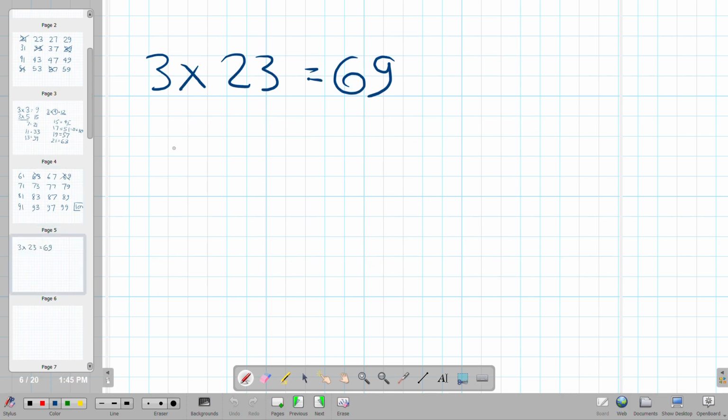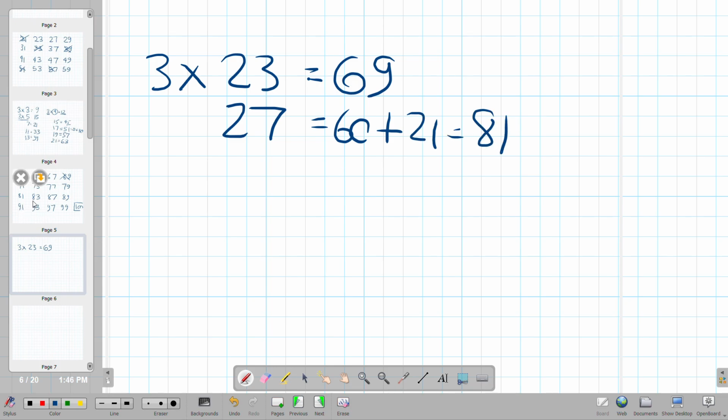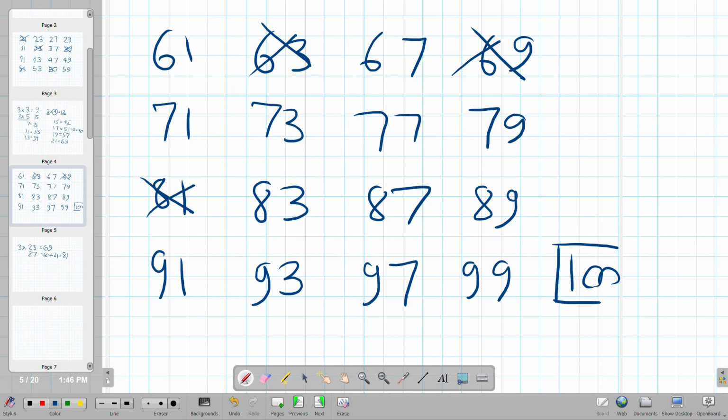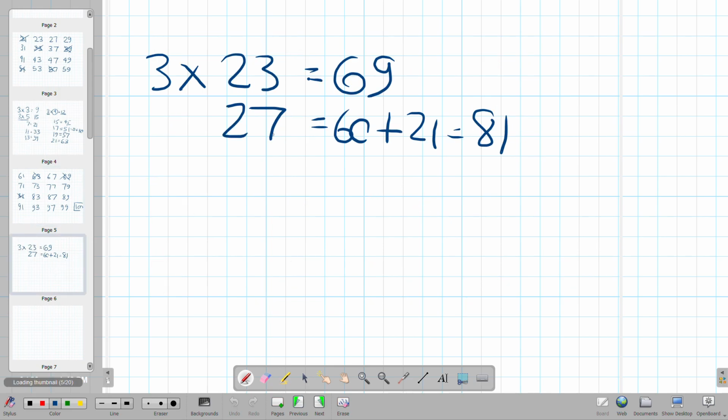3 times 25 is 75. We already discounted all the 5s. So really 3 times 27, which is 60 plus 21 equals 81. Is that right? Yes, it is. 81 is not prime. Of course, we already know it was 9 squared. So that's an easy one.